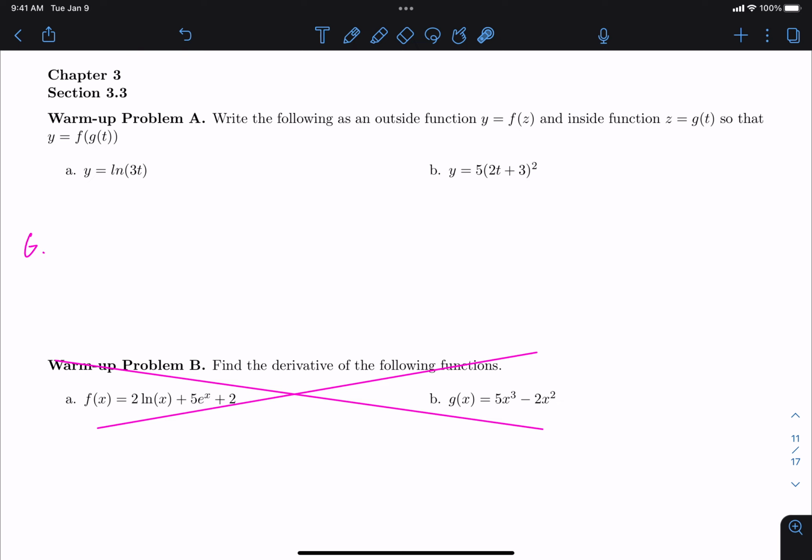As per usual in this class, it's helpful to look at this in terms of there's an inside and there's an outside. In terms of the one function which is being plugged in, that's usually where I like to start. So I look for something which looks like it's being used as the input in another function. So what do we think for part A? What looks like an inside function? Probably 3t. So 3t is going to be our g of t. And then what's it being plugged into? Just z or whatever, or t if you want. Yeah, you got it. You got the answer right away.